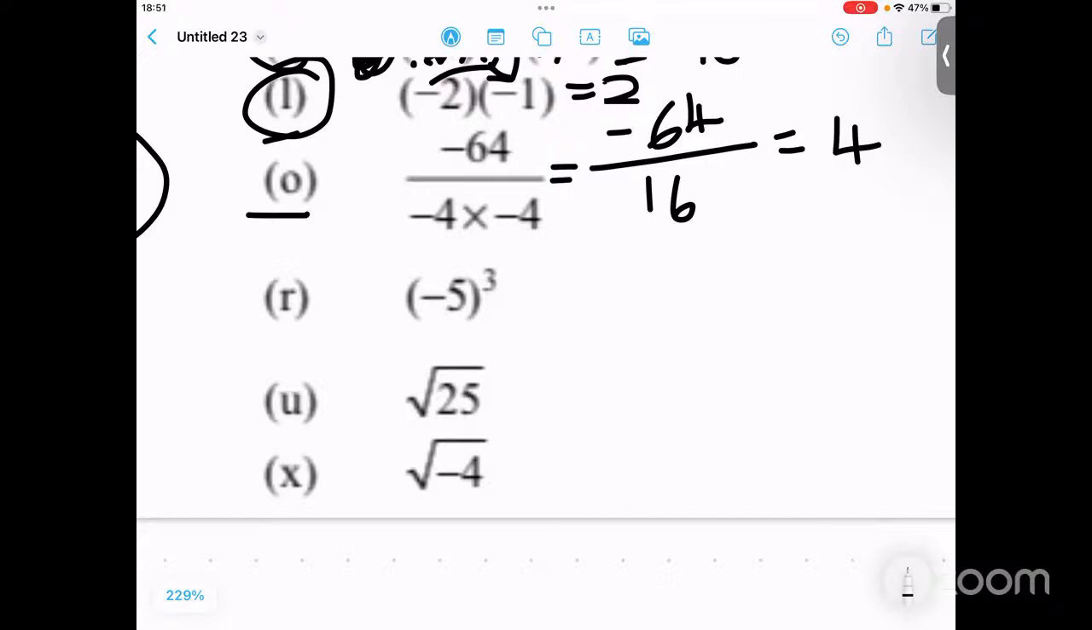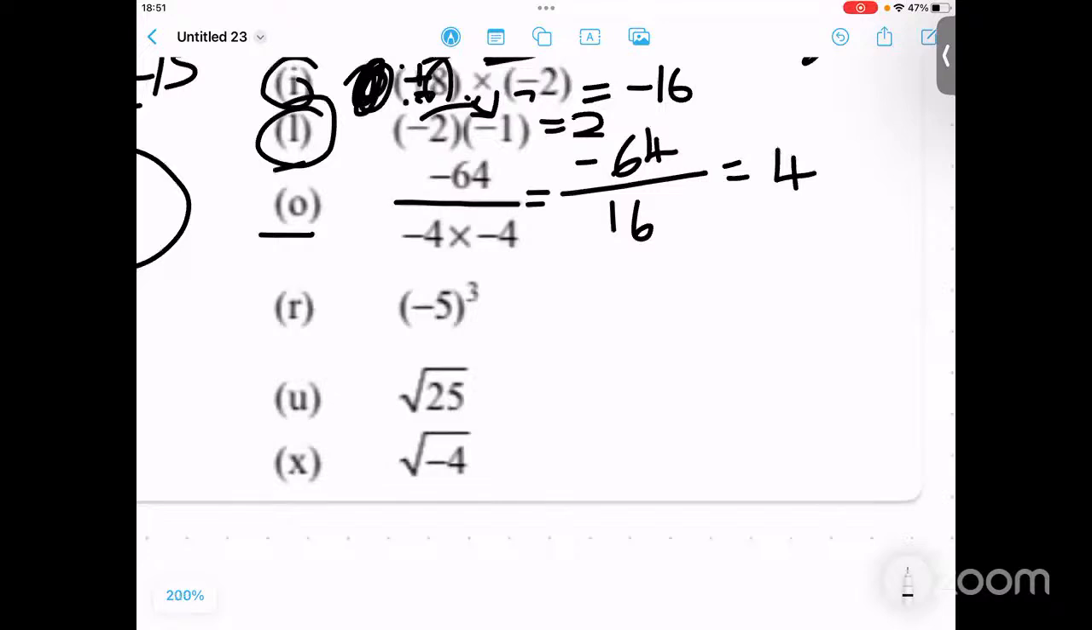Did you say negative 64 plus negative 4 multiplied by negative 4? Yes. Divided by, do you see that division sign here? It's negative 64 divided by negative 4 multiplied by negative 4. And let's go to Luyanda. Luyanda, did you get something? Yes, ma'am, a bit.